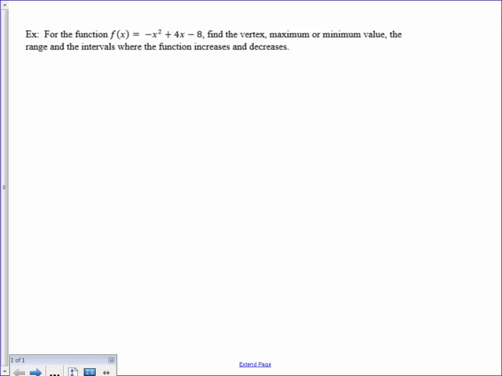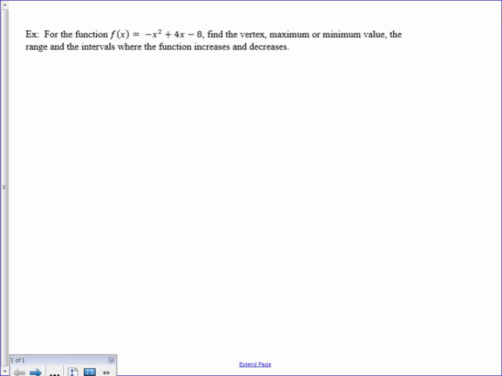In this example, I am asked to take this quadratic function and find the vertex, max or min value, and then the range and the intervals where the function increases and decreases. To be able to do this, I would like to create a sketch of my function. This particular problem will not be on the calculator portion of the test, and so we can't just type it in our calculator and find the information from there. We have to do it by hand.